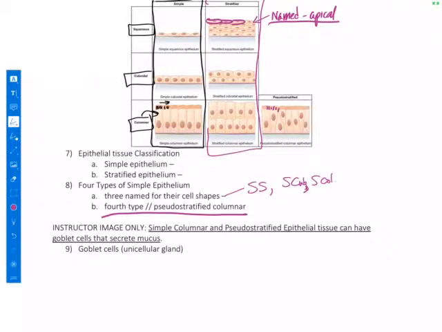Another key point about epithelial tissue is that sometimes epithelial tissue has what is called a goblet cell. A goblet cell is a unicellular gland. So it's a single gland that produces and secretes a substance. The types of epithelial tissue that have goblet cells are simple columnar and pseudo-stratified epithelial tissue. And the goblet cells are mucus-secreting cells, so they basically secrete mucus.